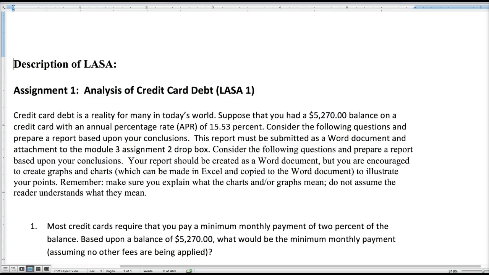So if you follow what I tell you here, and of course you write your paper using APA format and all that good stuff, then you shouldn't have a problem making a good grade on this particular project. So the first project, or LASA number one, is about analysis of credit card debt. The idea of this project is to have you learn about how interest is calculated on a credit card, and then from that, have you go through actually doing the calculations using a credit card that you may have. If you don't have a credit card, then you can make up one.